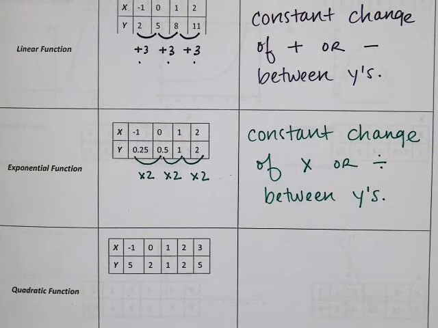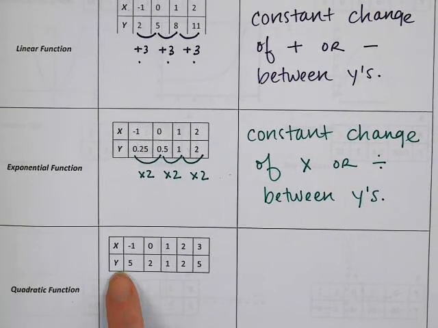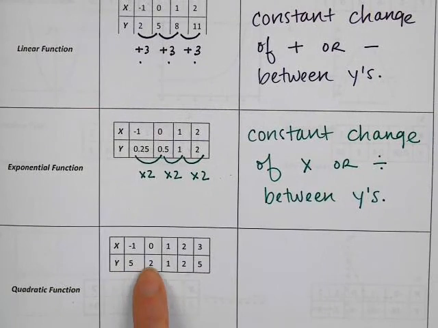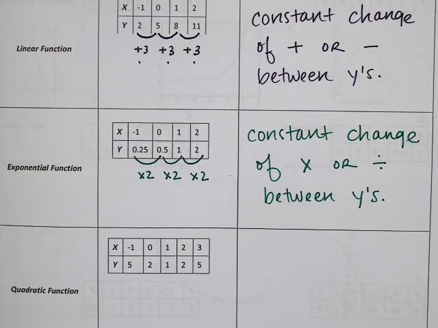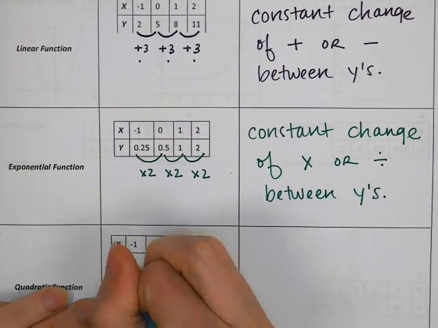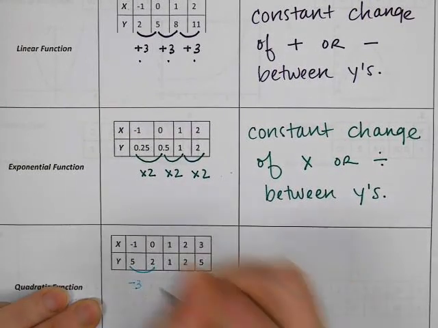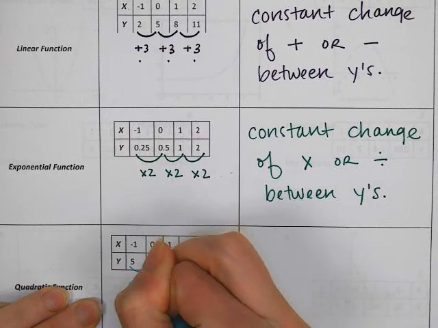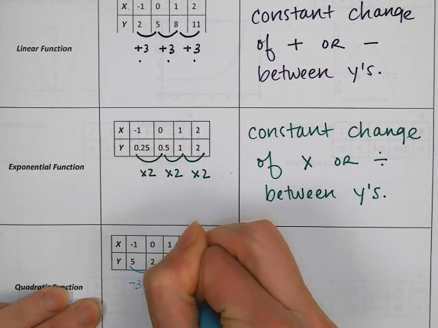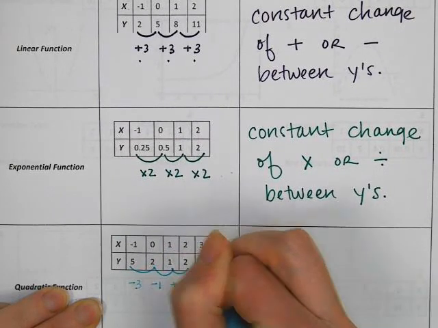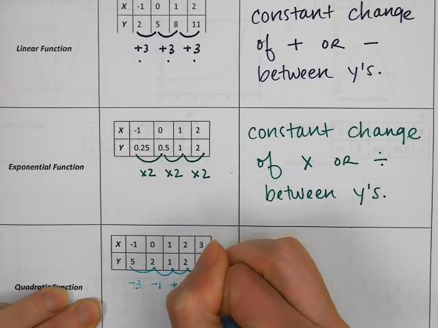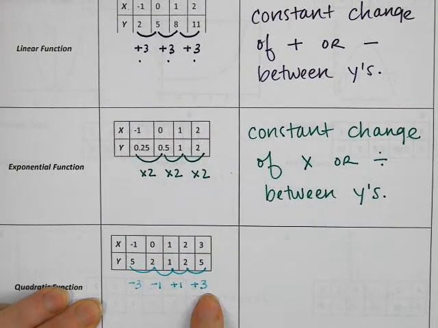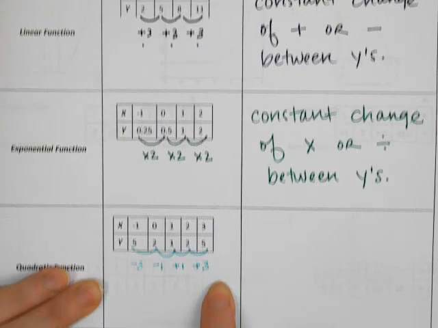And now the one that we've never seen before. All right, so this one, it's not addition or subtraction because, well, let's write it out. To get from 5 to 2, we minus 3. To get from 2 to 1, we minus 1. To get from 1 to 2, we add 1. And to get from 2 to 5, we add 3. So there's no constant change.